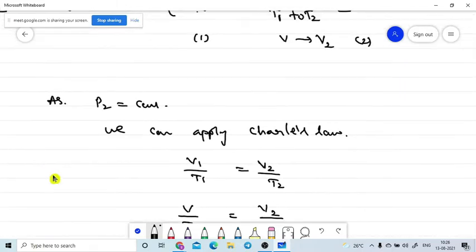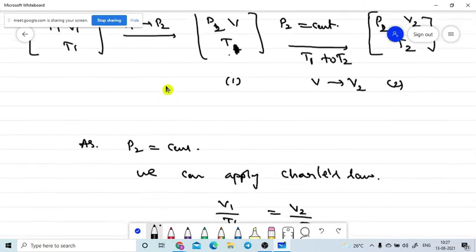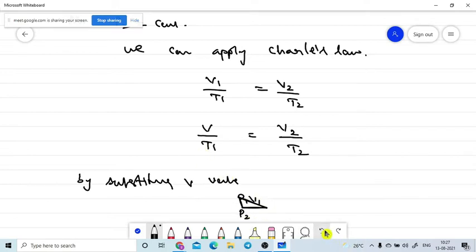So once again recall the V value, which is P1V1 by P2. Just substitute the V value here. That is equal to P1V1 by P2 into T2, and T1 is already there, that is equal to V2 by T2.